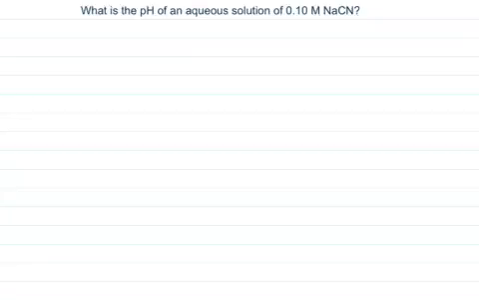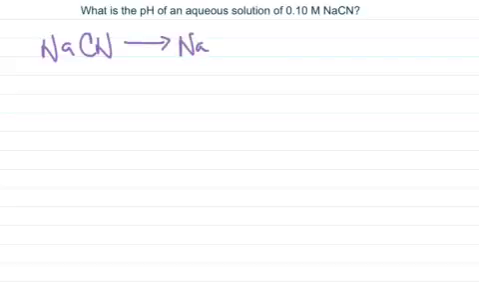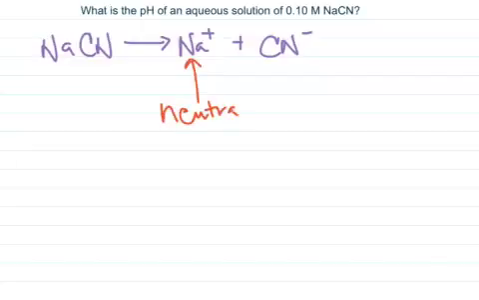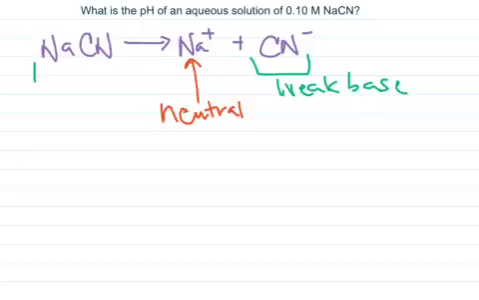Alright, so going back to this question, what is sodium cyanide? Well, we know NaCN breaks apart as Na+ and CN-. Alright, what do we know? Well, sodium is a group 1 cation, so this is neutral. What else do we know? Well, CN- is not a conjugate of a strong acid, so that means it must be a weak base. So NaCN is a weak base.